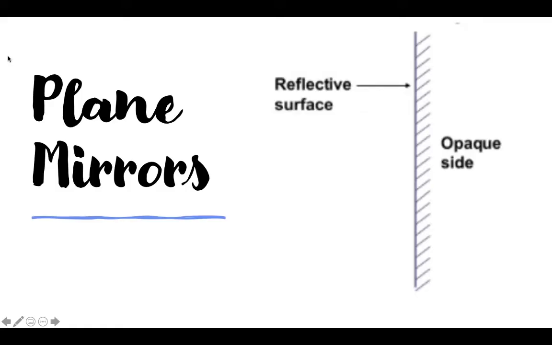So in a plane mirror, remember that we had a solid line and lots of little lines on one side of it. The solid line part of it, that is what we call the reflective surface, and behind it was the opaque side.